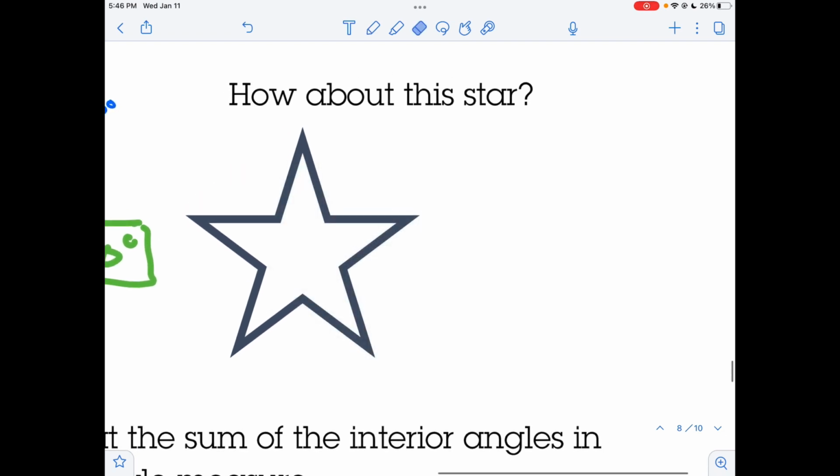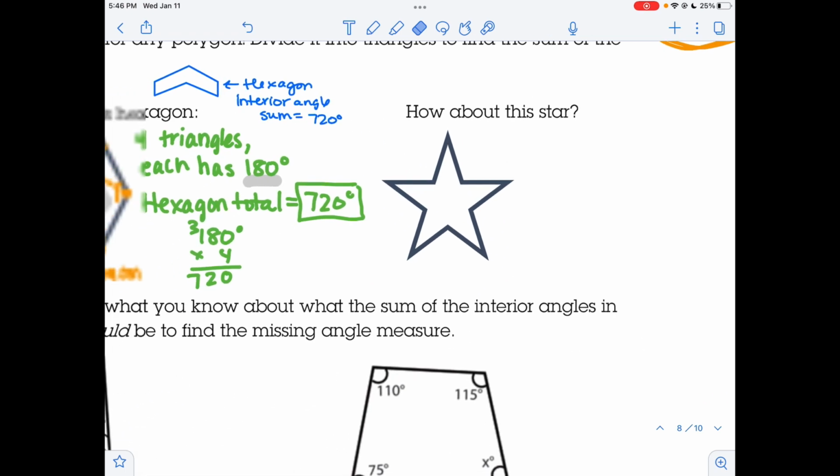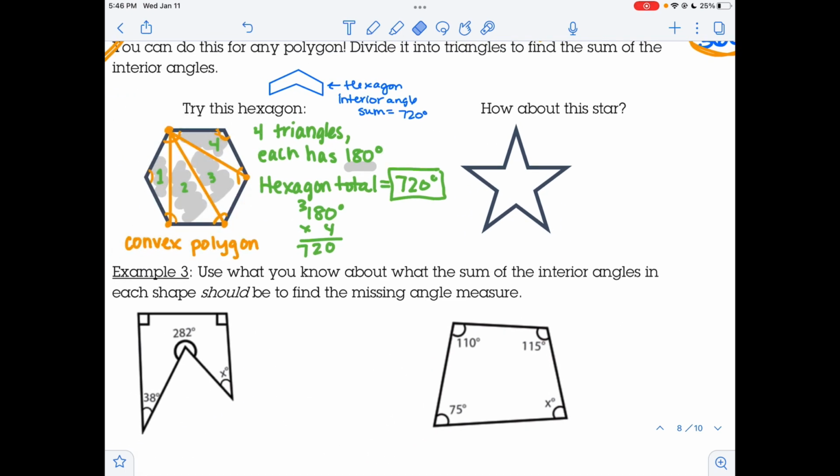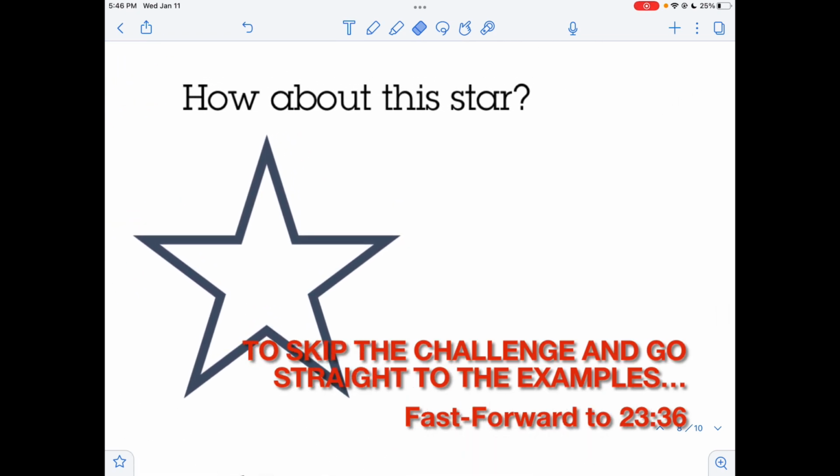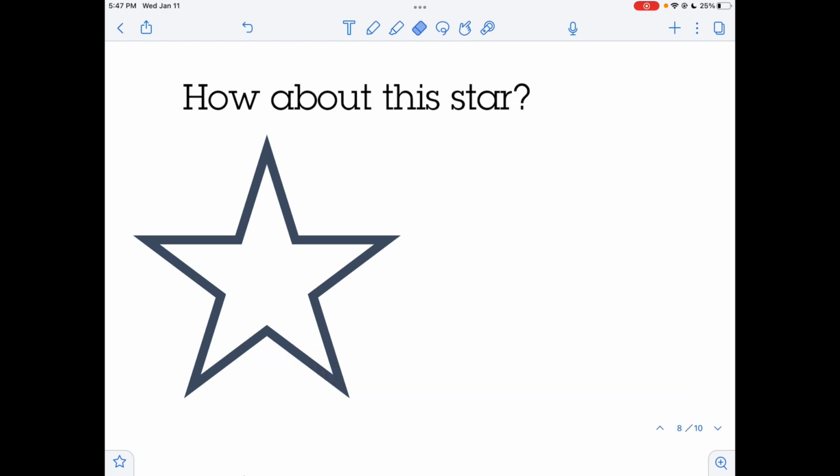If you're up for the challenge, please continue with us. If you want to skip this challenge and move straight to the examples, you're welcome to. I would completely understand if you fast forward through this challenge example. Okay. For those of you who are staying, thank you. That's awesome that you like the challenge.